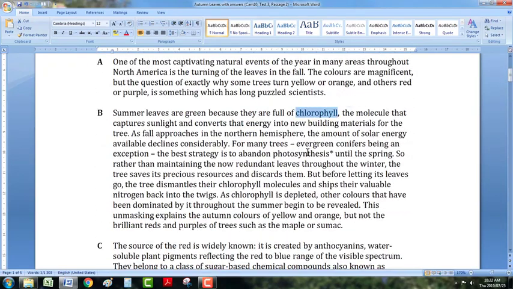Here they introduce the new term. Here they define the term. And are they explaining the function of chlorophyll? Actually, yes, right there in the definition. What's the function of chlorophyll? It captures sunlight, converts energy.